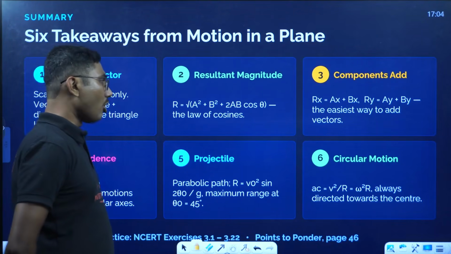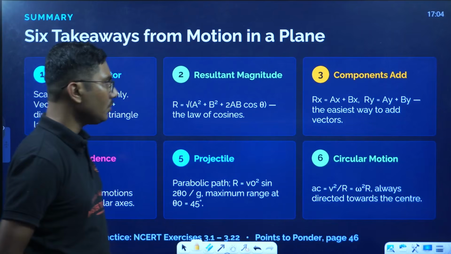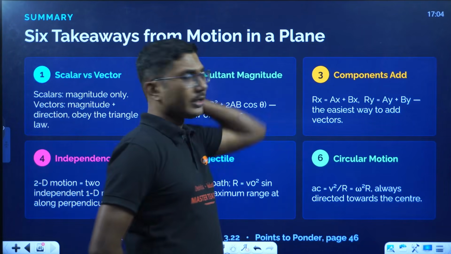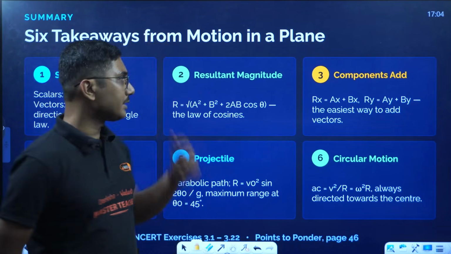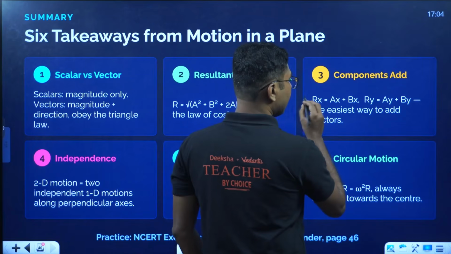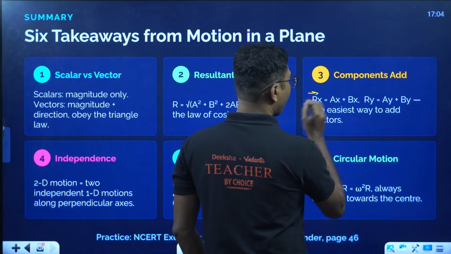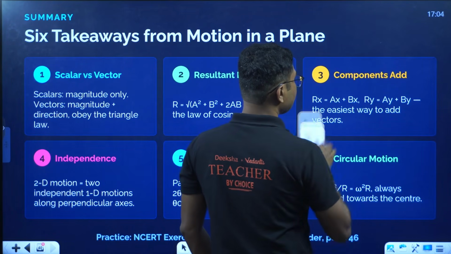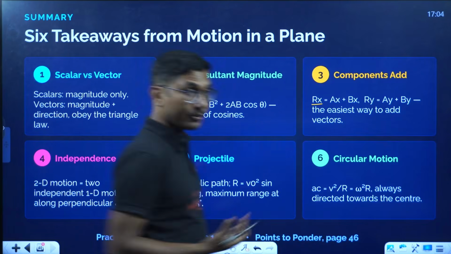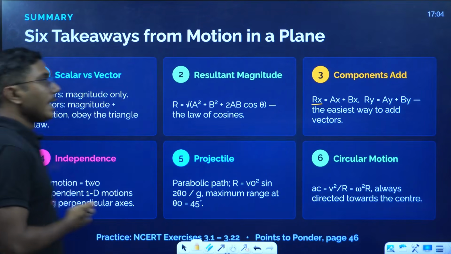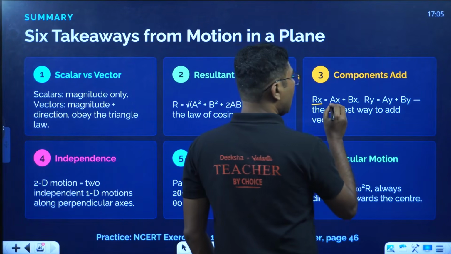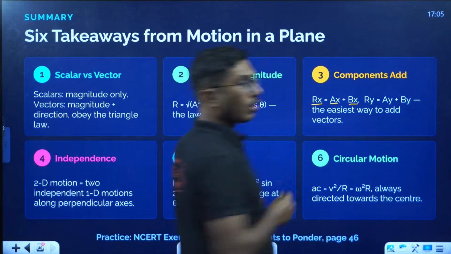Okay, the law of cosines. Okay, components. When you are dividing a vector into components, it comes out to be Rx equals... So Rx is basically the x component of the resultant. The x component of the resultant is the addition of the x components of the 2 vectors.